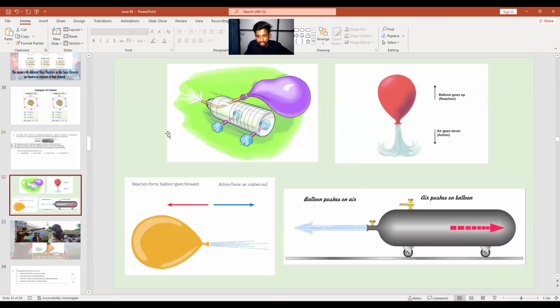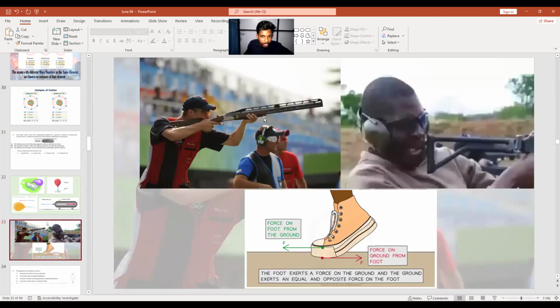Now we'll move to some examples regarding Newton's third law. Look at this picture. We want to keep the gun on the shoulder, not on the face. Why? The gun will push the bullet, and the bullet will push the gun back. So you want to keep that gun on the shoulder, not on the face.